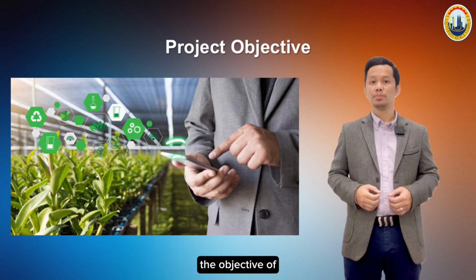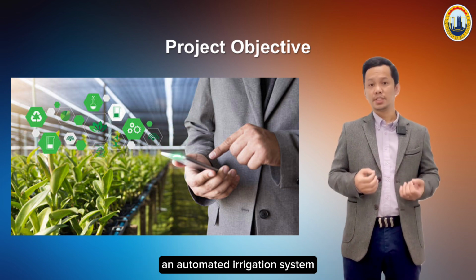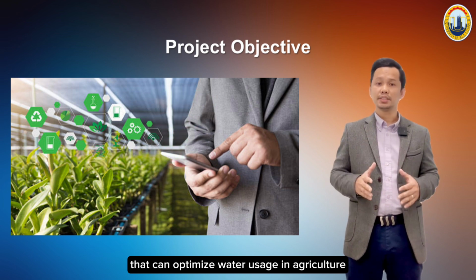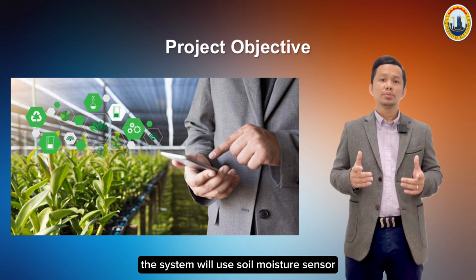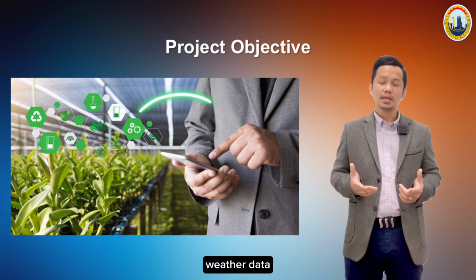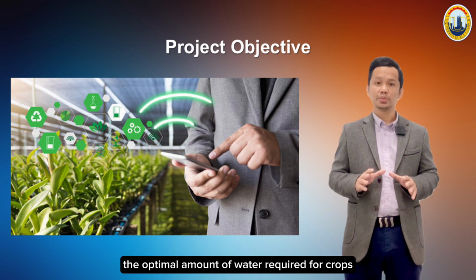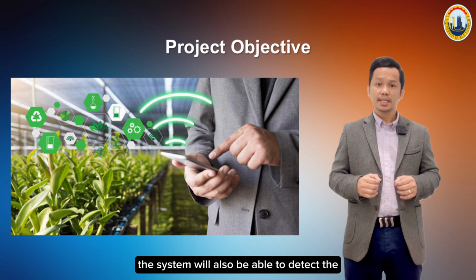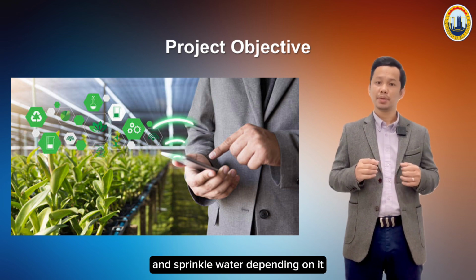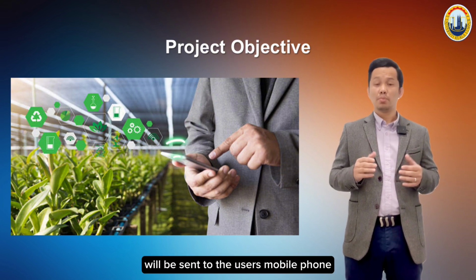The objective of the smart irrigation project is to develop an automated irrigation system that can optimize water usage in agriculture. The system will use soil moisture sensor, weather data to determine the optimal amount of water required for crops. The system will also be able to detect the moisture content of the soil and sprinkle water depending on it. This entire information will be sent to the user's mobile phone.